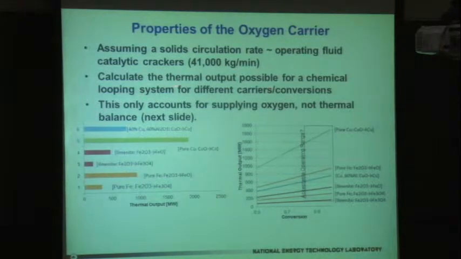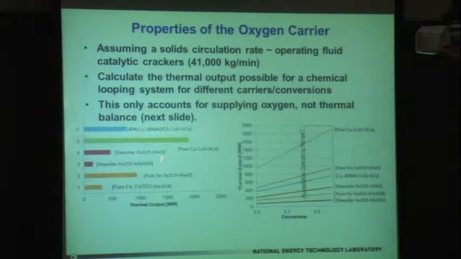possible for a chemical looping system for some of these different materials, like copper oxide to copper or hematite to magnetite. And all you're doing is taking that oxide and figuring out how much oxygen I can get off of it and react with fuel, and that'll give me the heat release rate, and it'll tell me how much heat I can get out of that process. All right, so very straightforward calculation.